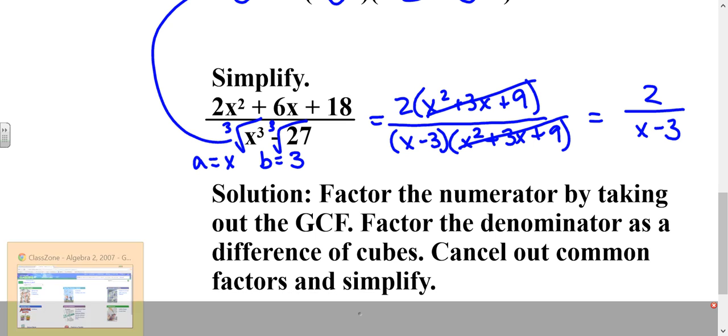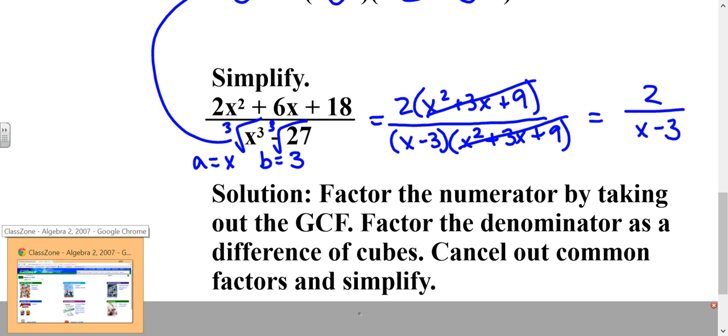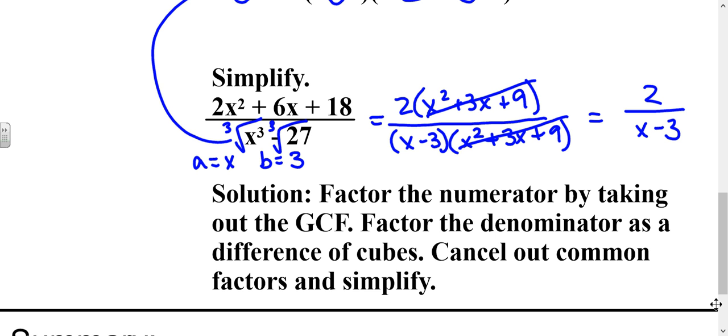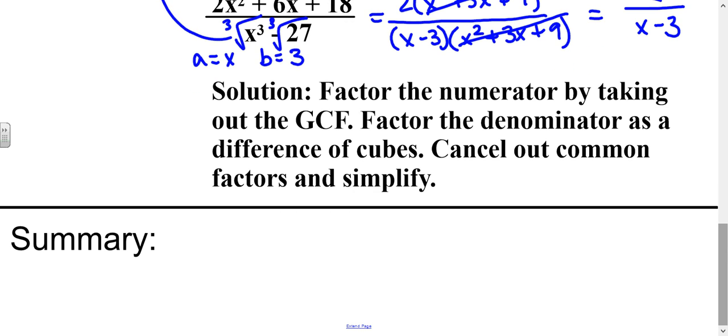So what we did was we factored the numerator by taking out the greatest common factor, and then we factored the denominator as a difference of cubes, and then we just canceled out any common factors that we had and simplified. So make sure you go back to the essential question and write your summary.